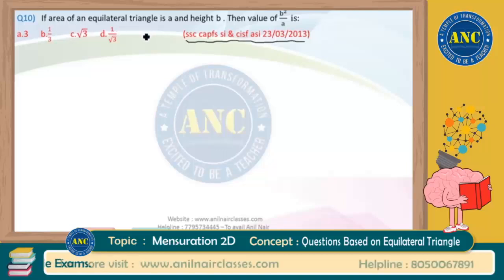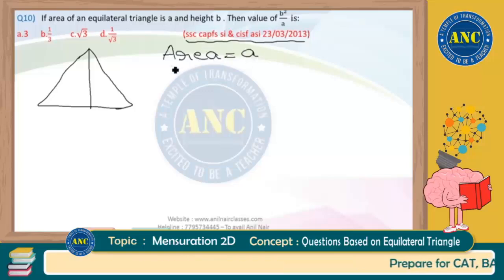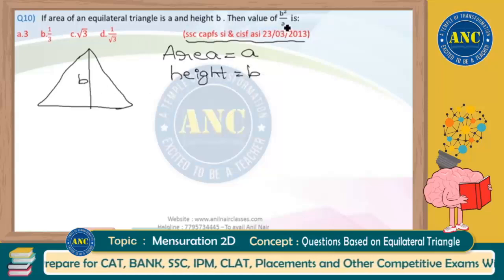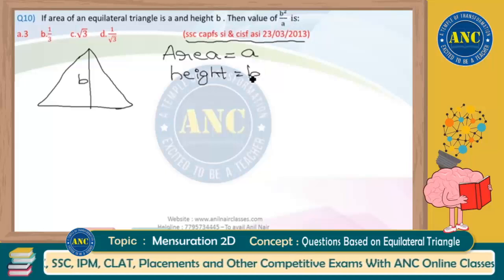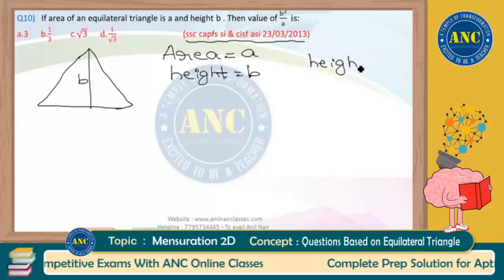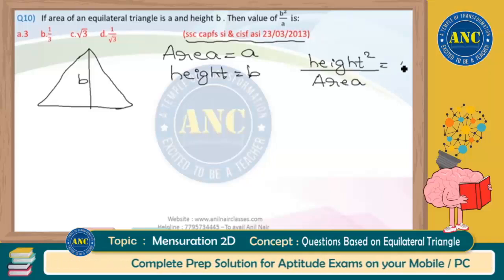If the area of an equilateral triangle is small a, that means all three sides are the same, right? The area of that equilateral triangle is given as small letter a and the height is small letter b. Find the value of b square by a. B square means height square. Height square divided by area, we need to find.